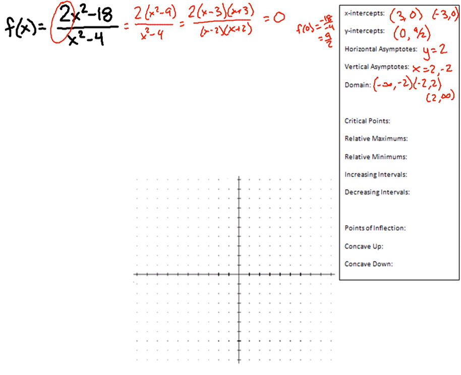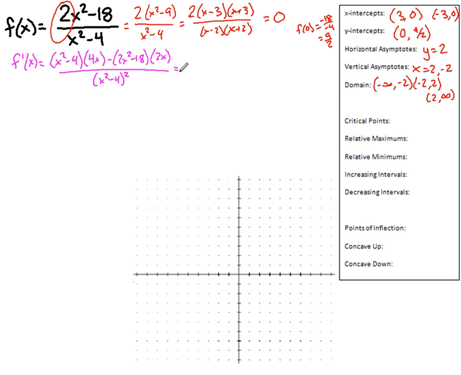Now we have to take the derivative. And as you probably guessed, we have a fraction, so we need to be doing the quotient rule. So we're going to take the derivative low times d high minus high times d low all over low squared. So the whole thing, x squared minus 4, is squared.